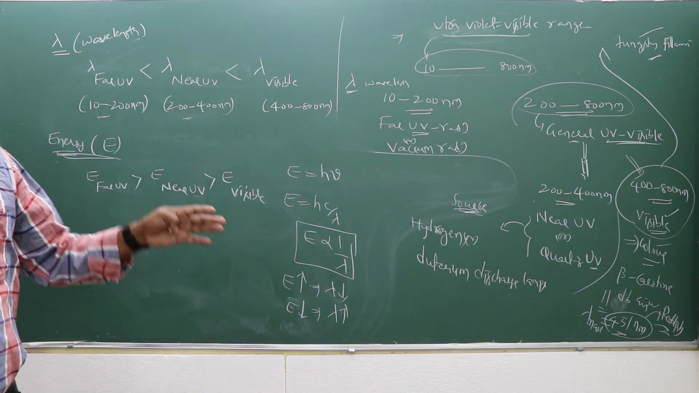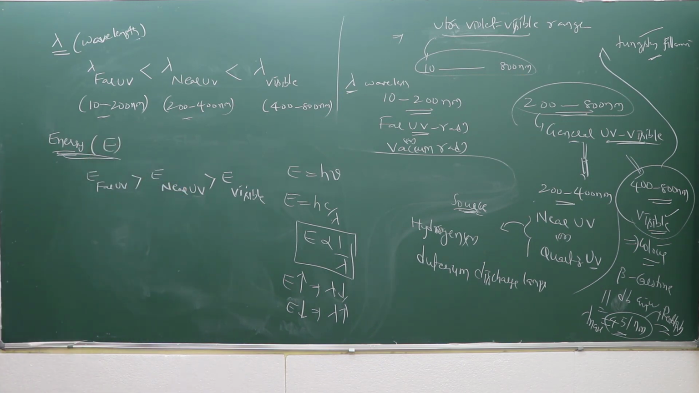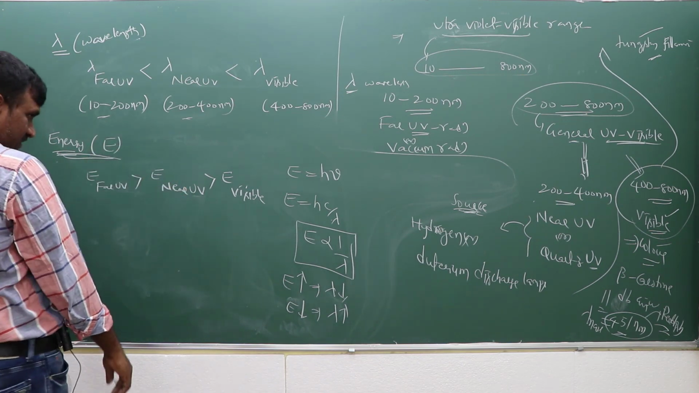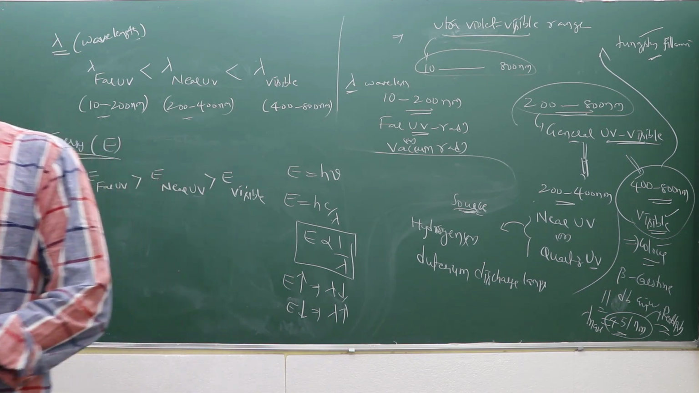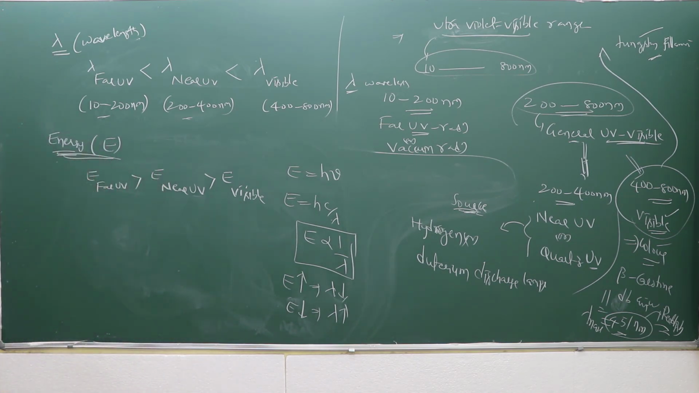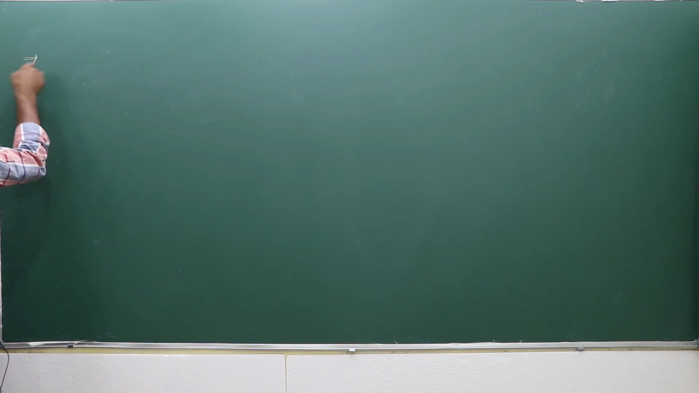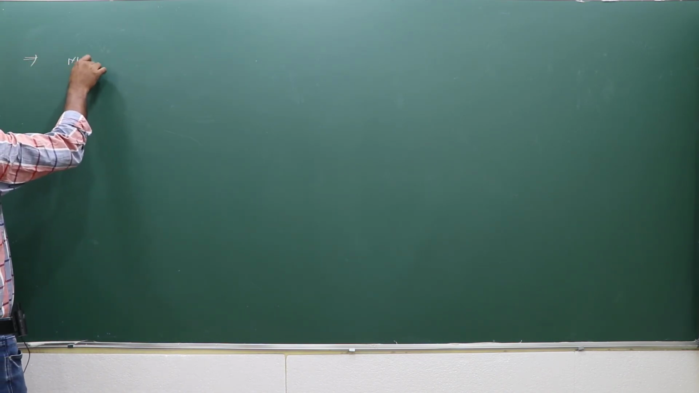Now, why is UV visible spectroscopy required? So many spectra are there. What is the use of this UV visible spectroscopy? Why is it required? It depends upon the molecular energy levels.